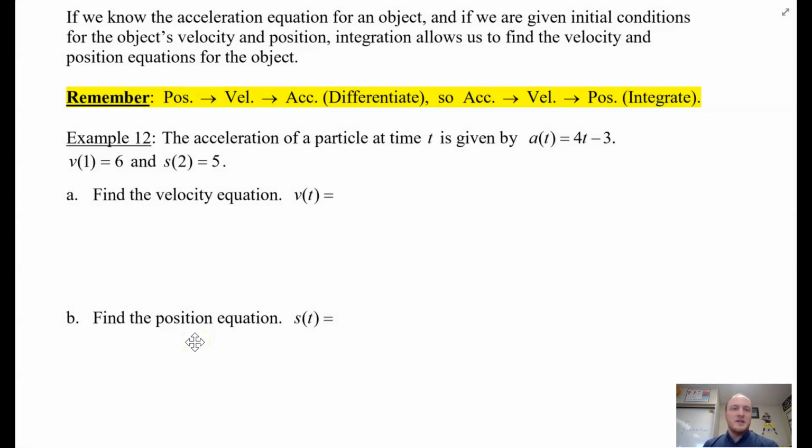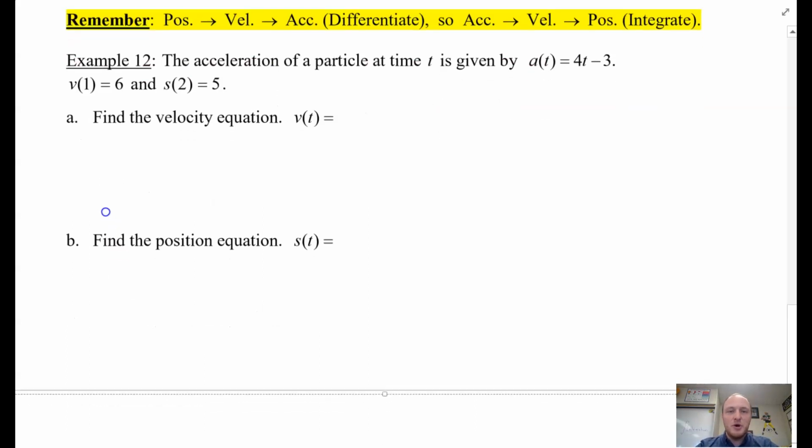So note, if we know the acceleration for an object and if we are given the initial conditions for the object's velocity and position, integration allows us to find the velocity and the position equations for the object. So here in the highlighted section, it says, remember that to move among position, velocity, and acceleration, you differentiate. Well, to work backwards, we have to integrate. So let's go ahead and look at example 12.